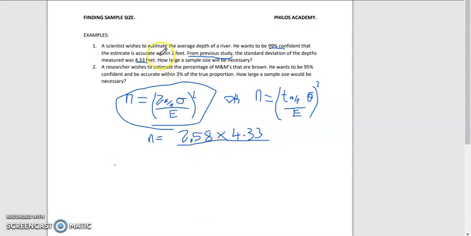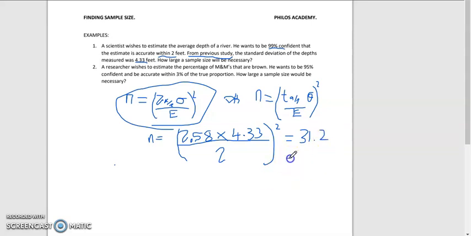Wherever you see a statement like this, within 2 feet, that's the margin of error. So the margin of error E is 2. Then all squared. When you fix this on your calculator, you get 31.2.